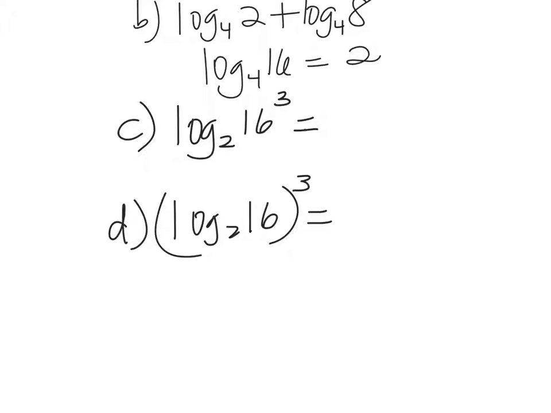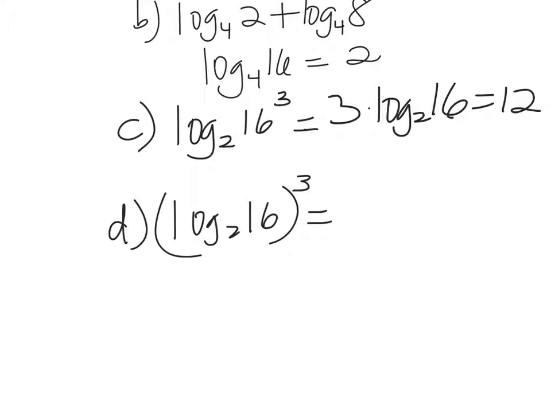The first one, we can use our property. This is log base 2 of 16 to the 3rd. So bring your 3 down to the front. And then what is log base 2 of 16? 2 to the what is 16? 4. And then 3 times 4 would be 12.